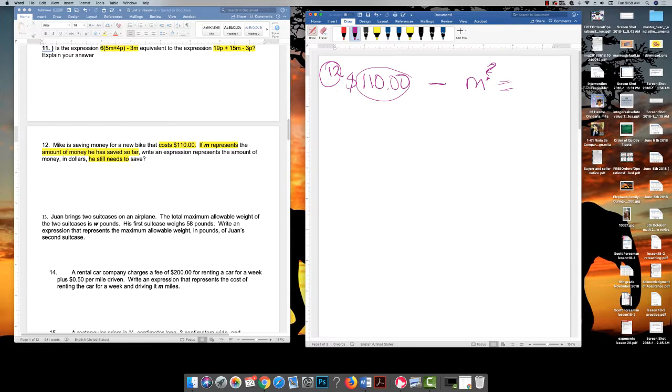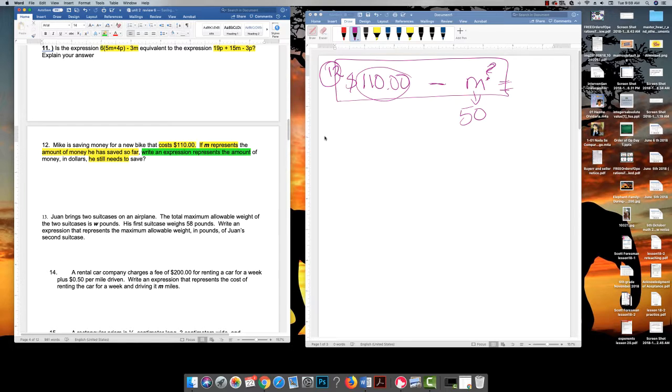So let's put an example. Let's say that we already know that we have $50. This is an example, but this is your answer for the problem. For problem number 12, that's your answer. That is how you have to write it, and you don't have to do anything else. They're not asking you to solve it. They're asking you, write an expression that represents the amount. That's what they're asking you.